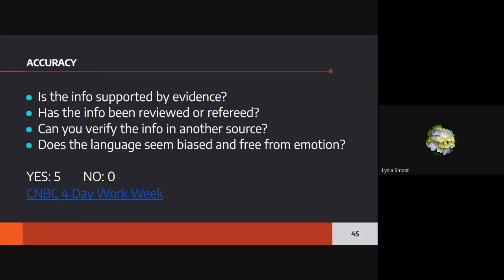Accuracy: is it supported by evidence? Has it been reviewed or refereed? And can you verify the information in another source?